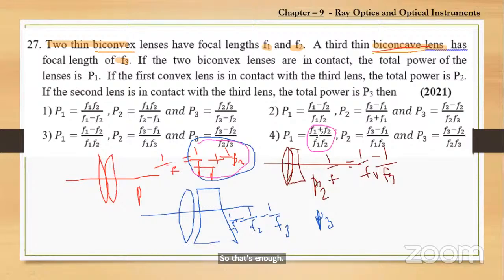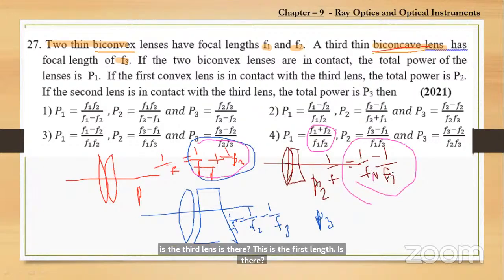For your reference, I am going to solve all of them. In this case, the third lens is there and the first lens is there, so it is 1 over f1 minus 1 over f3. Taking the LCM, the denominator is f1 into f3 and the numerator is f3 minus f1. So this is also right.